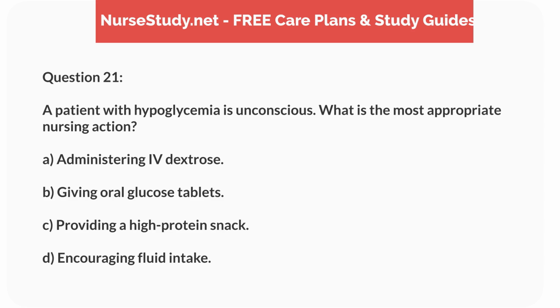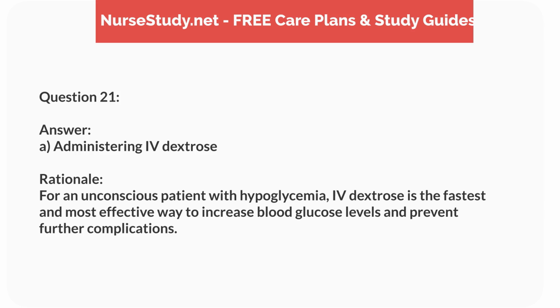Question 21. A patient with hypoglycemia is unconscious. What is the most appropriate nursing action? A. Administering IV dextrose. B. Giving oral glucose tablets. C. Providing a high-protein snack. D. Encouraging fluid intake. Answer: A.